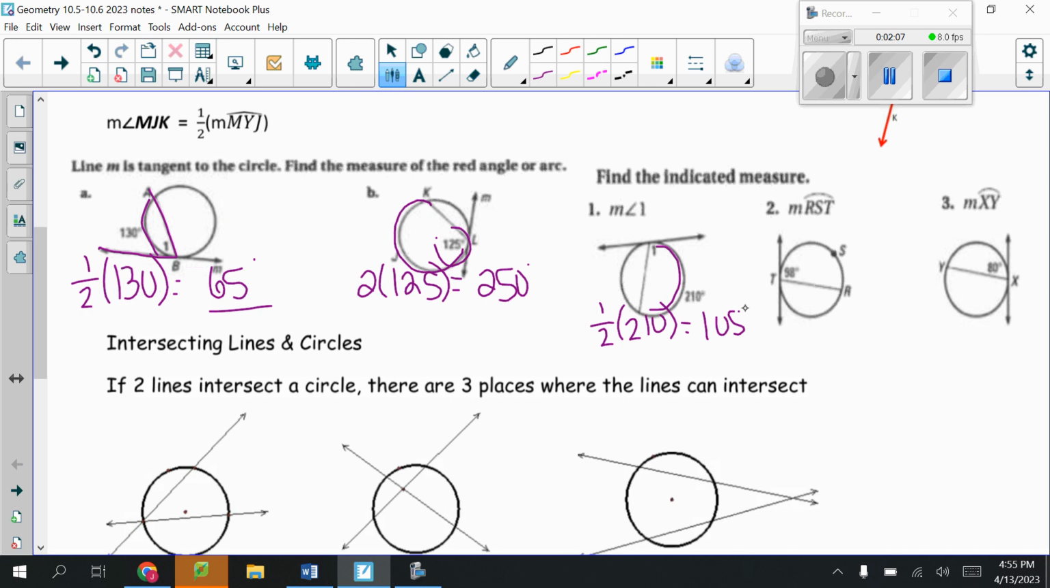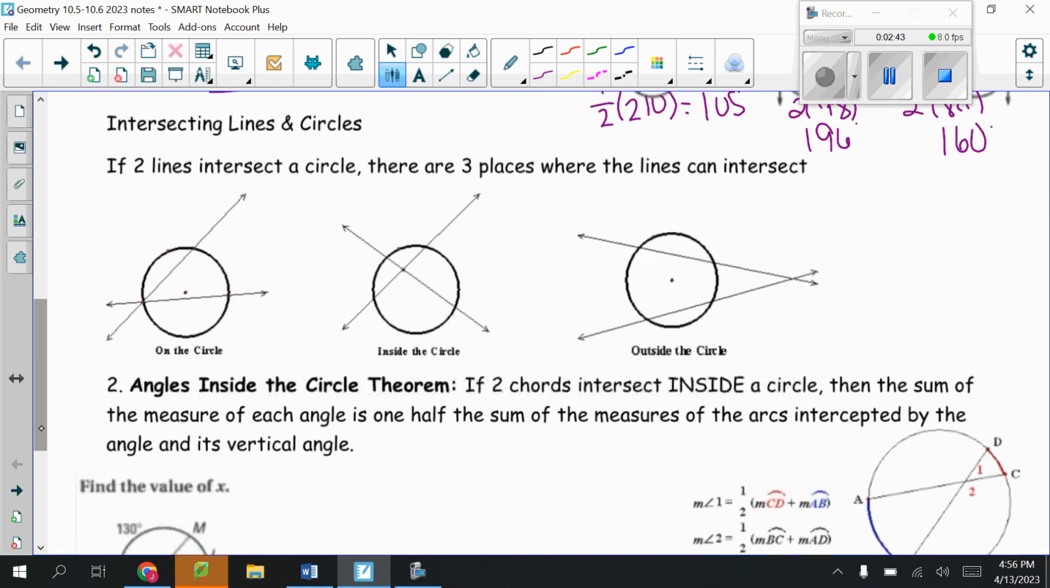The next one, they want the measure of arc RST. That arc is intercepted by this angle, so I just need to double my angle. So 2 times 98 gets us 196 degrees. And our last one, the measure of arc XY, that is intercepted by this angle. So again, I double my angle, so 2 times 80, I get 160 degrees. So this theorem is a lot like the theorem that we looked at yesterday with intercepted arcs and inscribed angles.